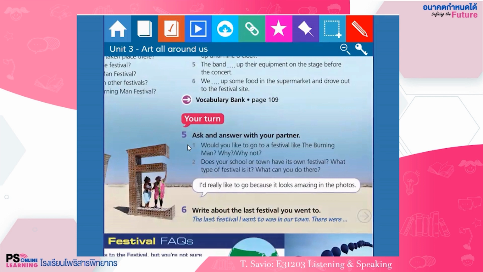Let's move on to exercise 5. Your turn. Ask and answer with your partner. We will of course do this once we are back in the classroom. So let's just read through. Number 1. Would you like to go to a festival like the Burning Man? Why or why not?